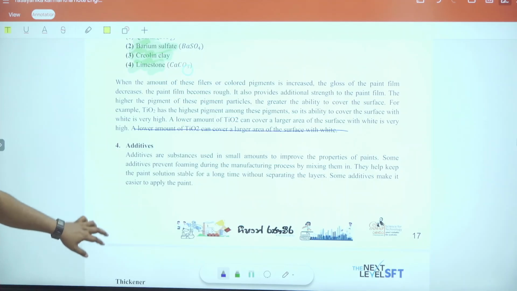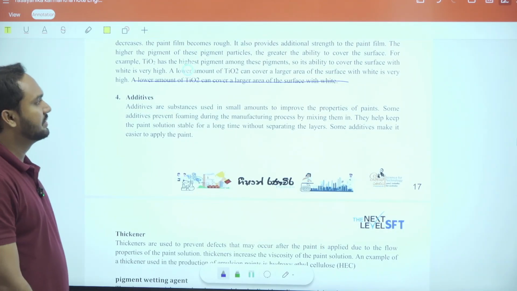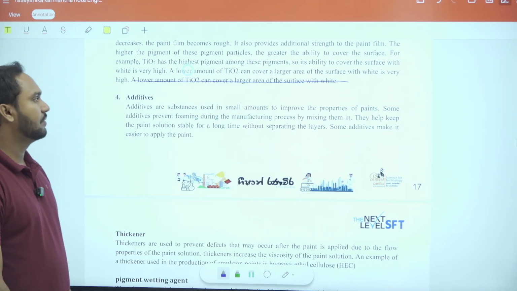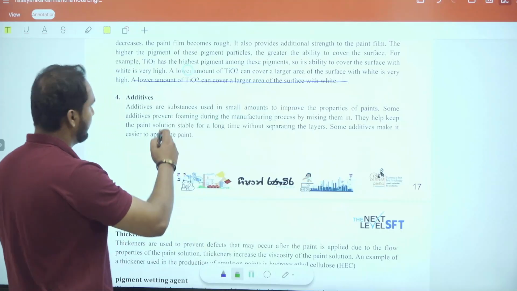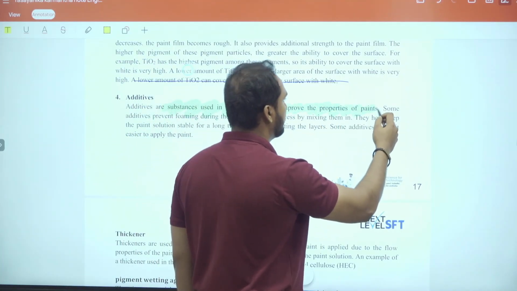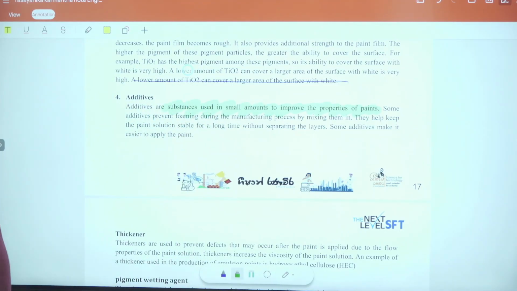Right. Then the additives. Additives are substances used in small amounts to improve the properties of paints, right? Some additives prevent foaming. Substances used in small amounts to improve the properties of paint, sort of like different properties. Some additives prevent foaming during the manufacturing process.